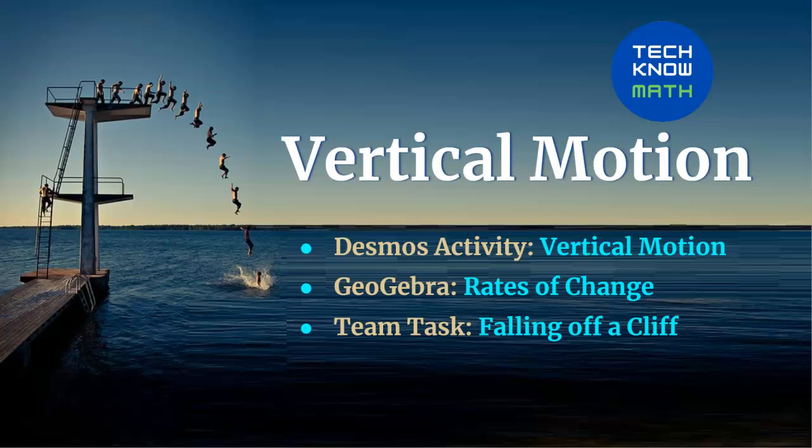This is Algebra 1, Term 4, Lesson 2, Vertical Motion. We'll begin in a Desmos activity, learning the vertical motion model, and then we'll go to a GeoGebra task, exploring the rates of change of a quadratic function, and we'll finish with a team task, falling off a cliff. So let's start with our Desmos activity.